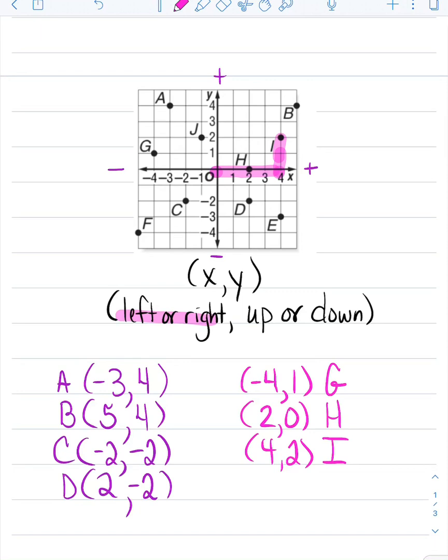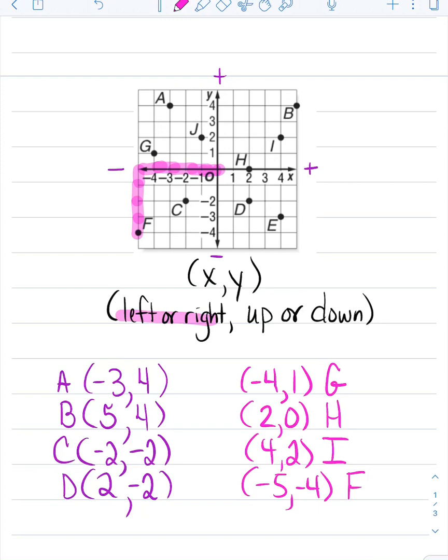And let's try one more. Let's see what is at -5, -4. Remember, we always start at the origin. -5 means I go left 5. 1, 2, 3, 4, 5. -4 means I go down 4. 1, 2, 3, 4. And once I stop, I notice that F is in that position.